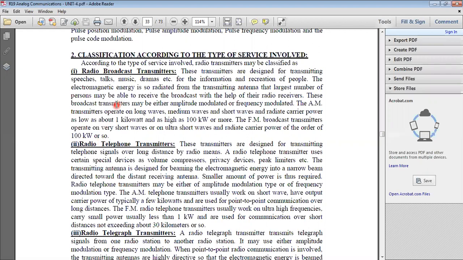So the important points under radio broadcast transmitters are that these transmitters are mainly used to transmit speeches, talks, music, dramas like that. Under this we have two categories, AM radio broadcast transmitters and FM radio broadcast transmitters. AM is used for long waves, medium waves and short waves. Similarly, FM is used for very short waves and ultra short wave communication, so that the carrier power is changed according to the distance.